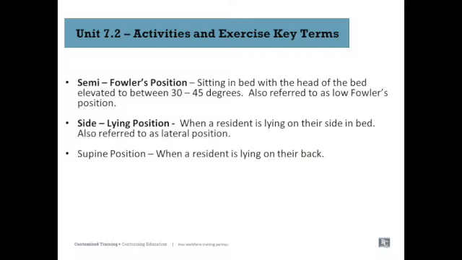Our next term is semi-Fowler's position. So we said Fowler's position was when we position that resident with the head of the bed at 60 to 90 degrees. So semi-Fowler's position is when we have that resident with the head of the bed at 30 to 45 degrees. This may also be called low Fowler's position.